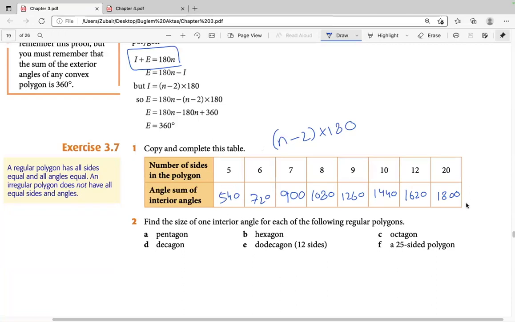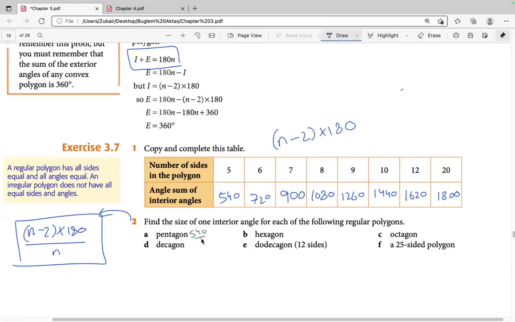Now we have already done the sum. The formula for one angle would be n minus 2 times 180. This gives us the sum. Then we divide it by the number of angles, which leaves us with one angle. So pentagon is 5. We already have that. So what do we do? Just divide 540 by 5. 18. No, 180. What? No.